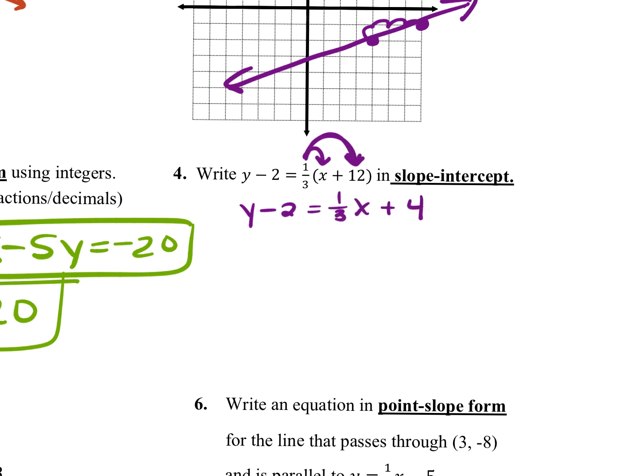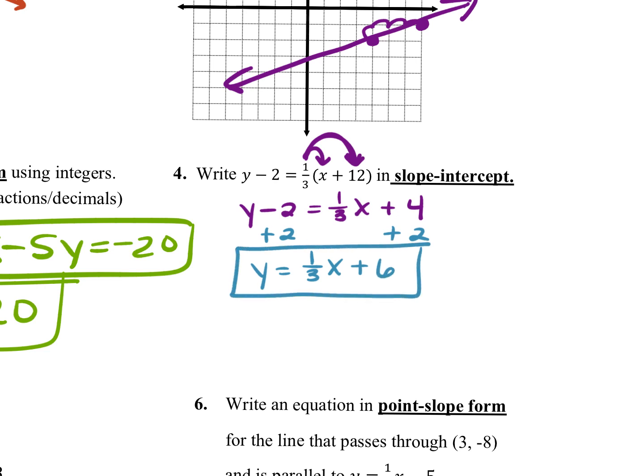1/3 times 12 is 4. How do I get y by itself? Plus 2. Add the 2. Plus 2 plus 2. So y equals 1/3 x plus 6. And that is your slope-intercept form. Okay, get y by itself. Questions on that?